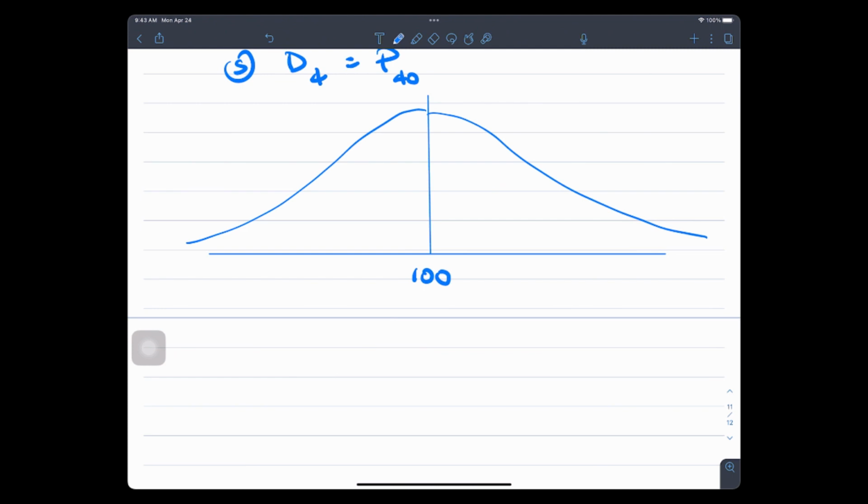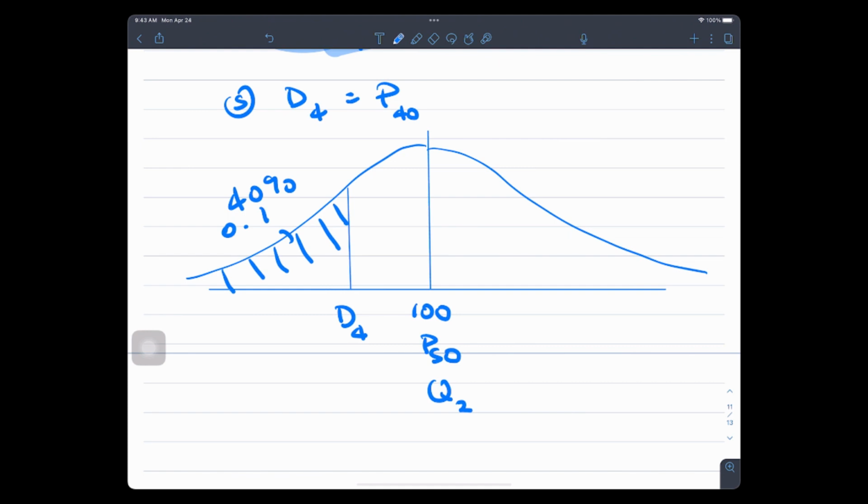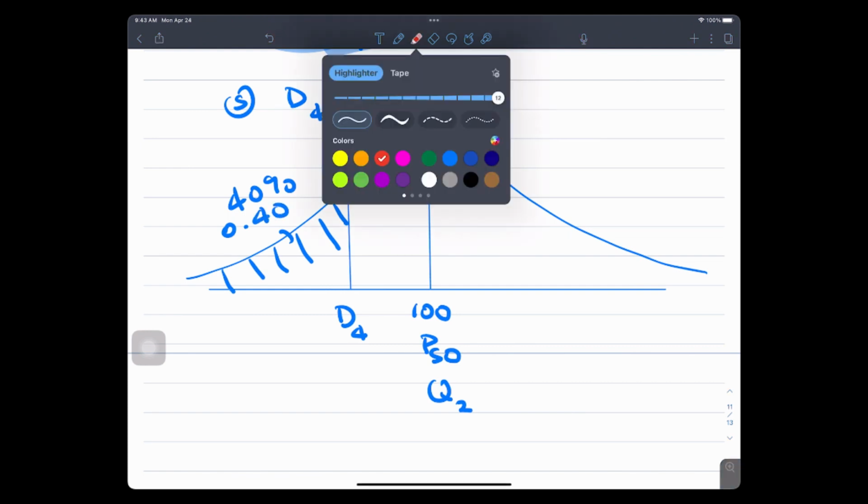So where would D4 be at 40th percentile? Right? If the 50th percentile is right here, because that is what? The second quartile. Where do you think 40th percentile would be? To the left? Right? Isn't this going to be that D4? And then 40% of the bell is right here. Is that true? So that would be 40%, ladies and gentlemen. And how do you write 40%? 0.40 here.